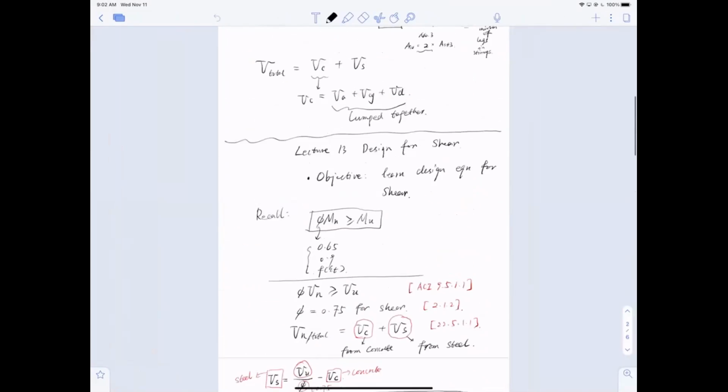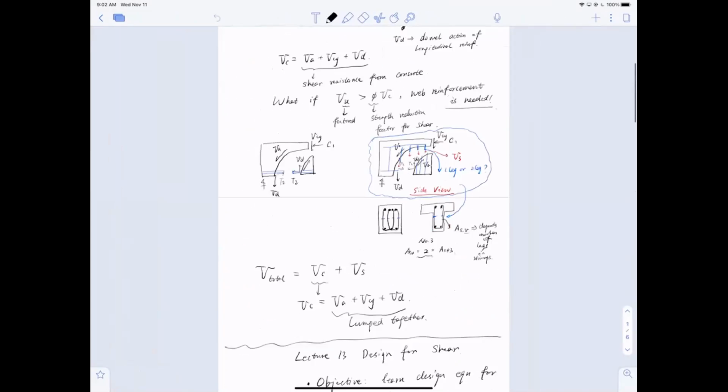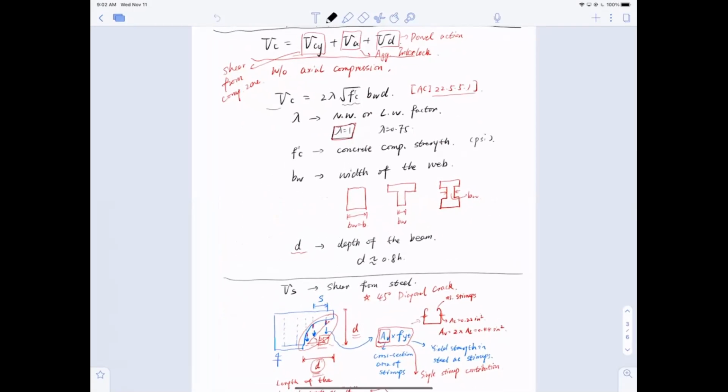So in terms of concrete contribution, there's a Vc, and we need to know how do we compute Vc, okay? So here's a simplified equation to compute Vc. You really need to know how to do this. Okay? So figure out which parameter represents what and figure out the correct parameter to be used here, okay? And now why I mention this is that you might see different cross sections of the beam.